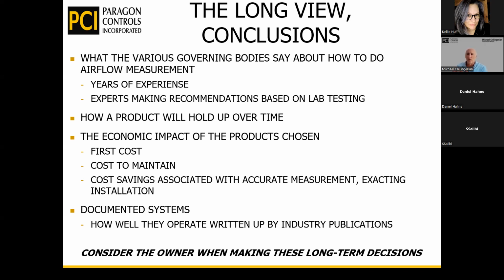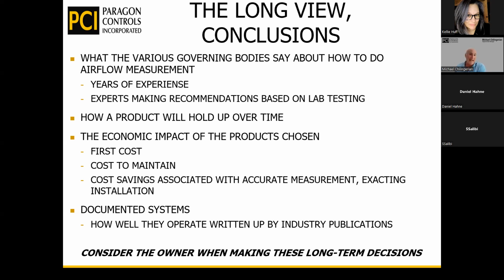We also need to consider, if we specify or install a product, how it's going to hold up over time, and whether the owner will be saddled with a lemon, or whether we give them something we feel confident is going to keep working for many years to come. First cost is always a consideration, but the cost of maintenance needs to be considered too. So do the costs associated with accurate measurement, and getting an exacting installation. These are all important items for the owner who has to live with it. And documented systems: we want to know what we're getting before we get it.